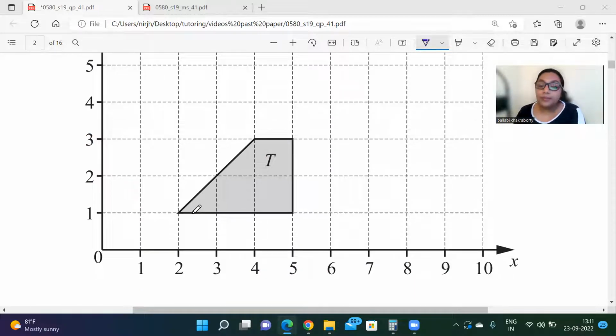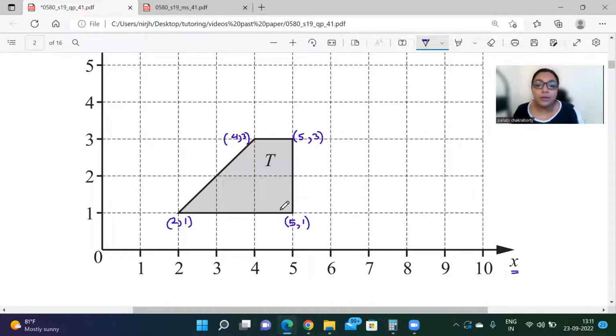Remember, whenever we are naming any point on a shape, we first put the x coordinate. This is the x-axis, and on the vertical, we have the y-axis. So the x coordinate over here is 2, y coordinate is 1. So this point becomes 2, 1. Similarly, this point becomes 5, 1. This point becomes 5, 3, and this one becomes 4, 3. So over here, the y is same, the x has changed across these 2 points.